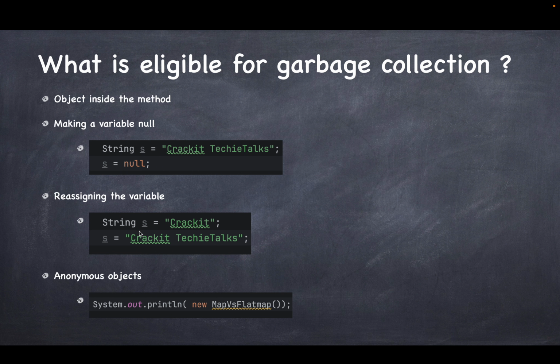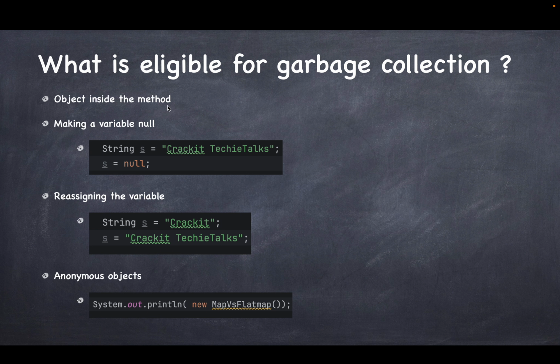But let's assume for this example, string s is equal to crack it, and then I want to reassign it to s is equal to crack it techie talks. In this case, the first object is ready to be garbage collected. Then the anonymous objects. If I give System.out.println and inside that I give new Map versus flatMap of, this is an anonymous object. This is ready to be garbage collected after this line is executed. So all these objects are eligible for garbage collection.